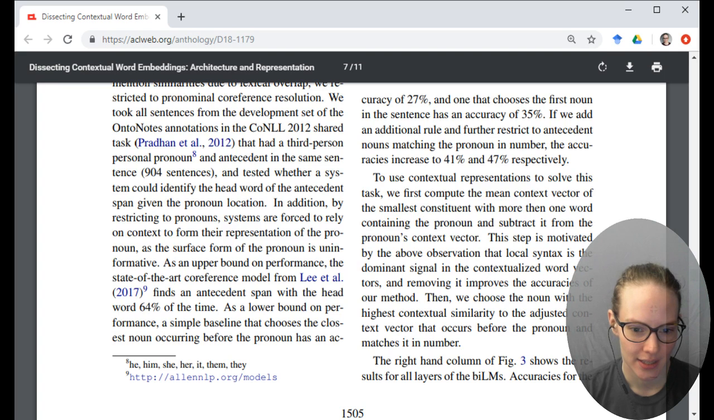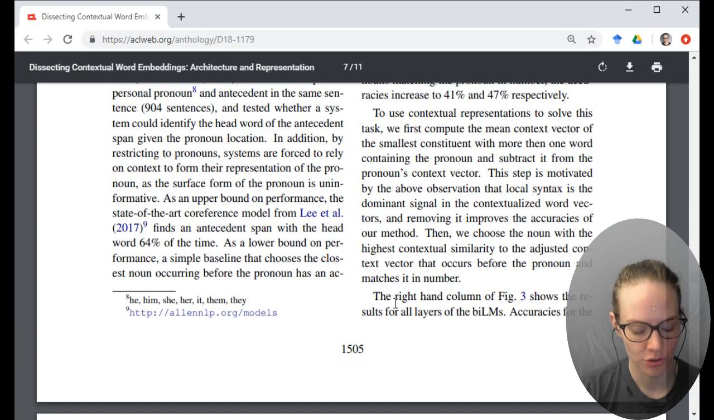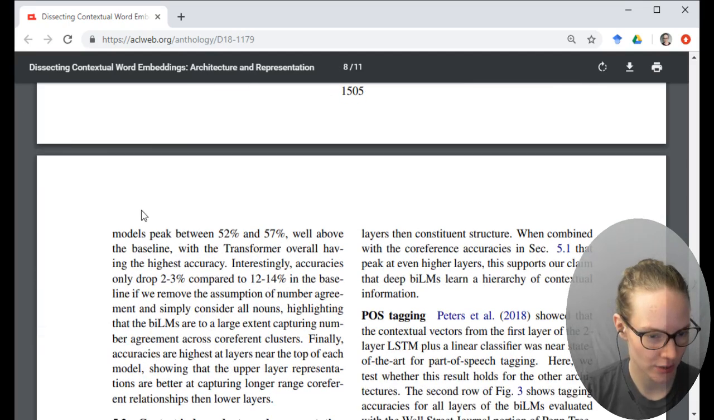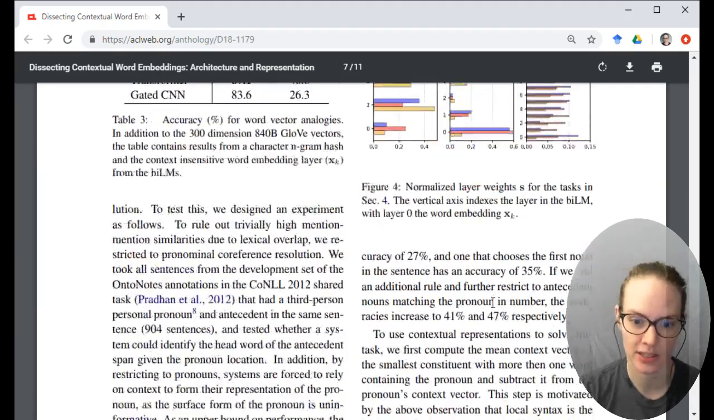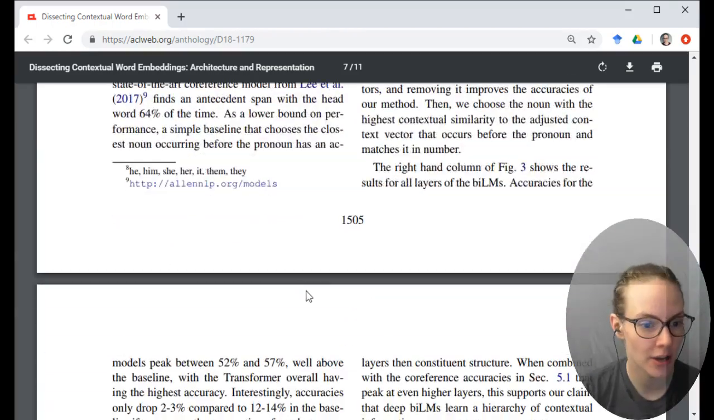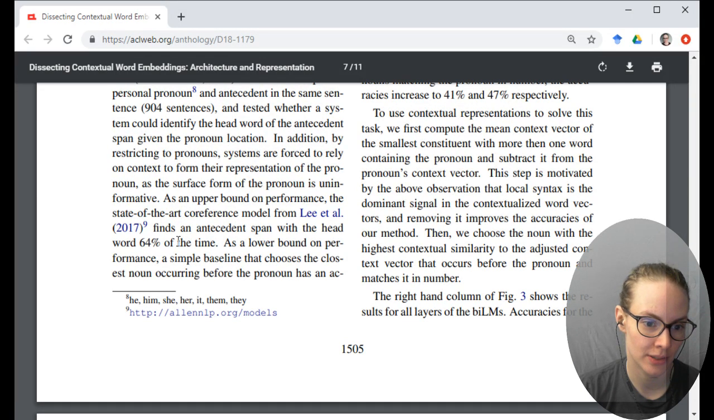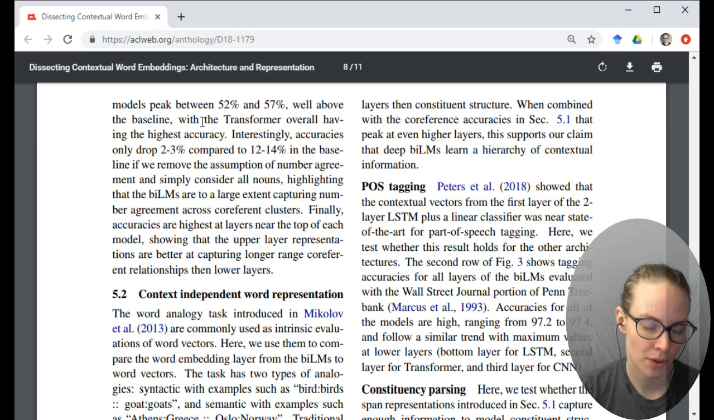Dual being two. The right-hand column of figure 3 shows the results for all layers of the BILMs. Accuracies for the models peak between 52 and 57%, well above the baseline, this very reasonable baseline they talked about, but below the state of the art, with the transformer overall having the highest accuracy. Interestingly, accuracies only drop 2 to 3% compared to 12 to 14% on the baseline if we remove the assumption of number agreement and simply consider all nouns, highlighting that BILMs are to a large extent capturing number agreement across co-referent clusters.